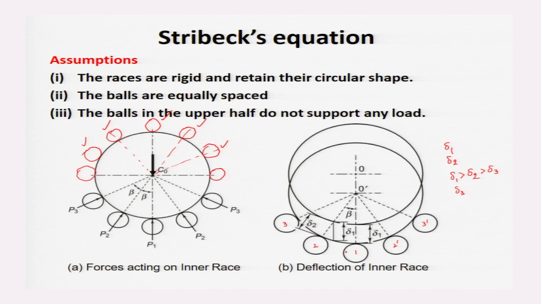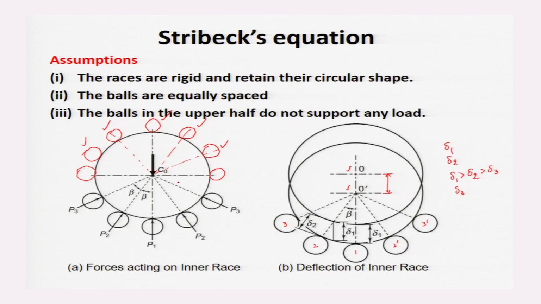Then, as there is no deformation in the races, due to deformation in the ball, the races will move from its center O to center O dash, so that this displacement is equal to this one. Okay. Now, the forces which are acting on the downward balls are P1, P2, P3, and the static load which is acting on the bearing is C0.